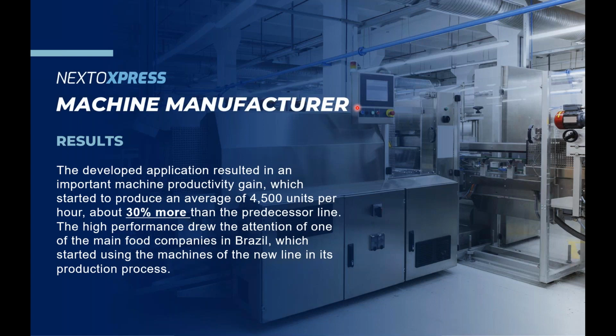So remember that they were using two PLCs to control the machine at that time, and they had 30% less performance than what they have now. The high performance drew the attention of one of the main food companies in Brazil, which started using the machines of our customer because of this productiveness. So basically, we brought a new product for them.